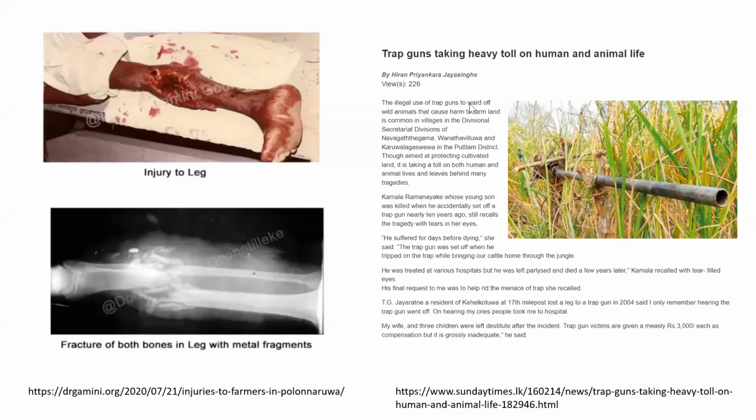Okay, so here you see a trap gun injury, which is made for wild animals. Although it is made for wild animals, accidental injuries to people are very common. When you step on the trap, the gun goes off. And this is a person who has injured his leg due to a trap gun. And this is his X-ray. You can see both the bones of the leg are broken.